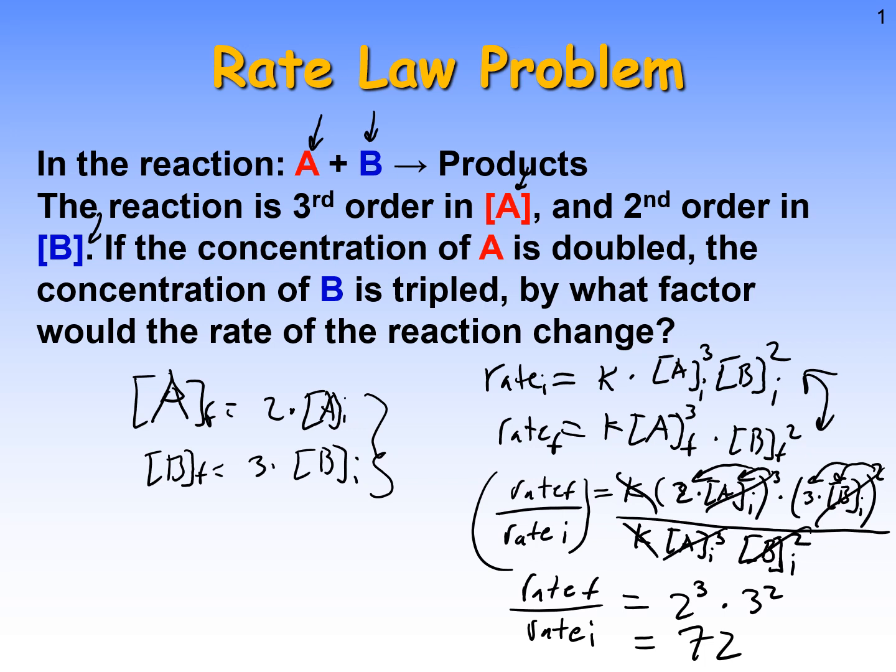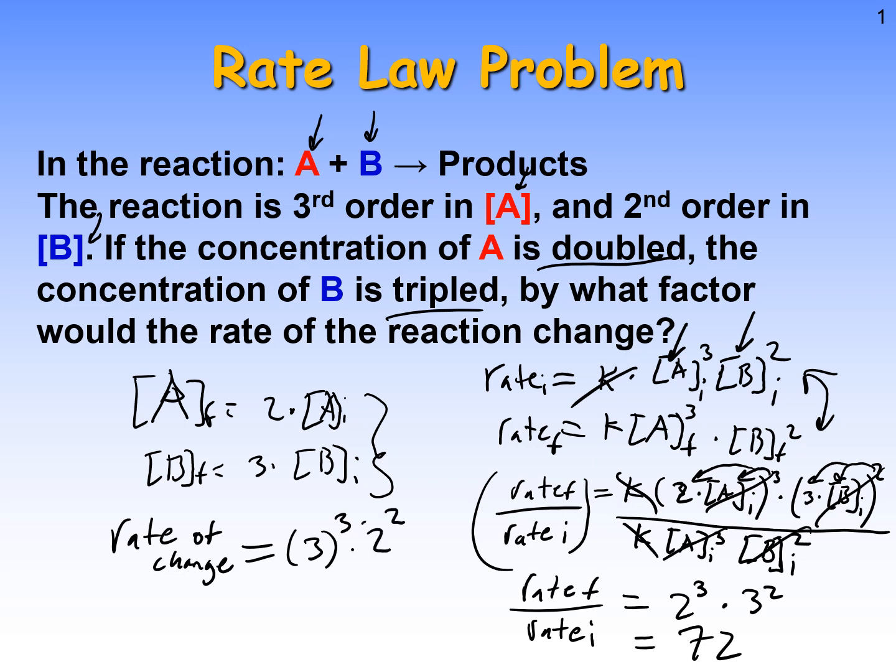Now the quick and easy way would have just been to plug 2 and 3 into your original rate law respectively, ignore k, and cube and square them, and you'll always get the same answer. So for instance, if I had said instead A is tripled, B is doubled, switched it, then the factor that the rate changed by would just be A tripled, 3 to the power of 3, times B doubled, 2 to the power of 2, if I changed this problem.